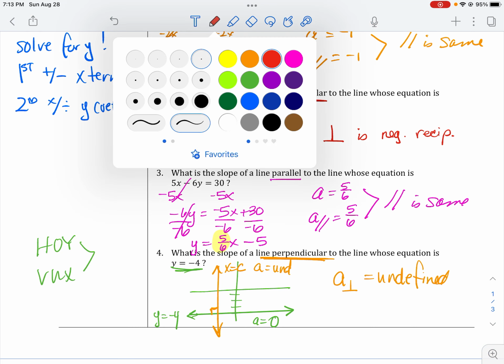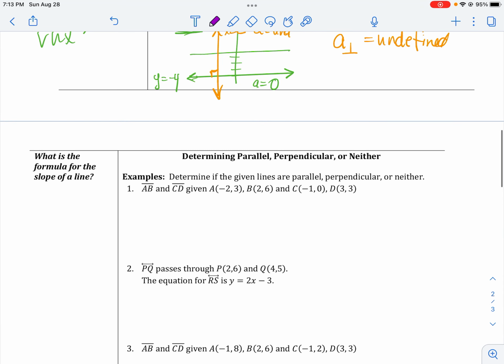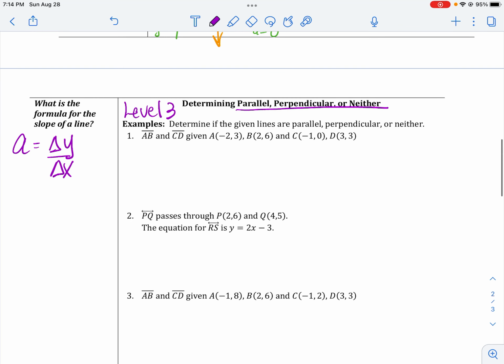Level 3 questions, we have to determine parallel, perpendicular, or neither. So not only do we need to know what the slope is, but I have to look at two separate lines and determine what the relationship is between those lines. So let's start with what's the slope for the formula. What is the formula for the slope of a line? So A, remember that's what we're using for slope, is delta y over delta x. And what we're going to do is we're going to find the slope for each line and compare them.